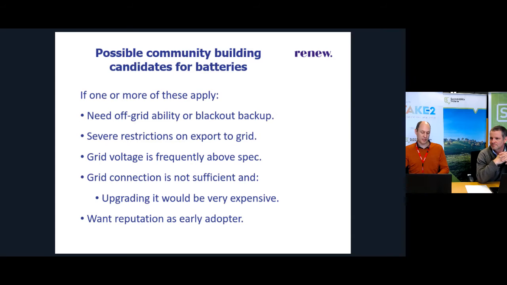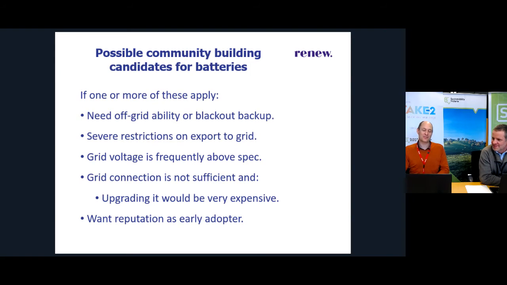And another good reason to get batteries on a community building would be if you're looking for a reputation as an early adopter of technology. Which in many ways, I suppose councils and community energy groups want to take that leadership role. So that's a legitimate driver. I'm just thinking, since we've had that question about the environment, we could skip straight forward to that slide and then come back. Oh, I reckon keep the flow going, Andrew, is my advice. Otherwise we get a bit... All right, fair enough.